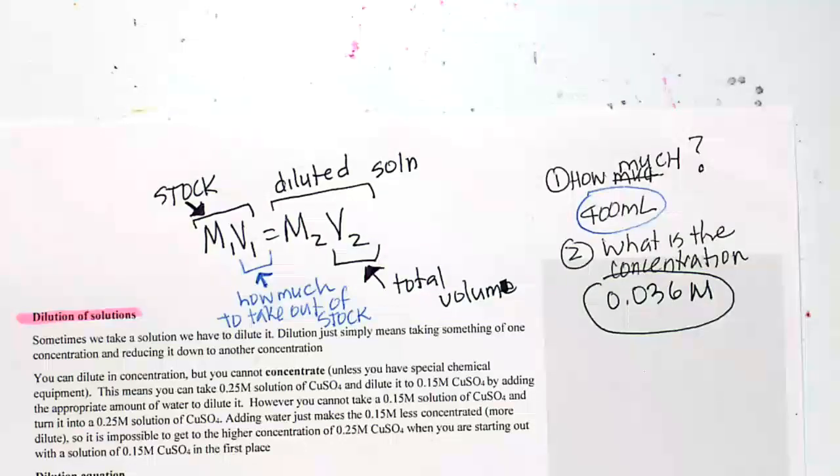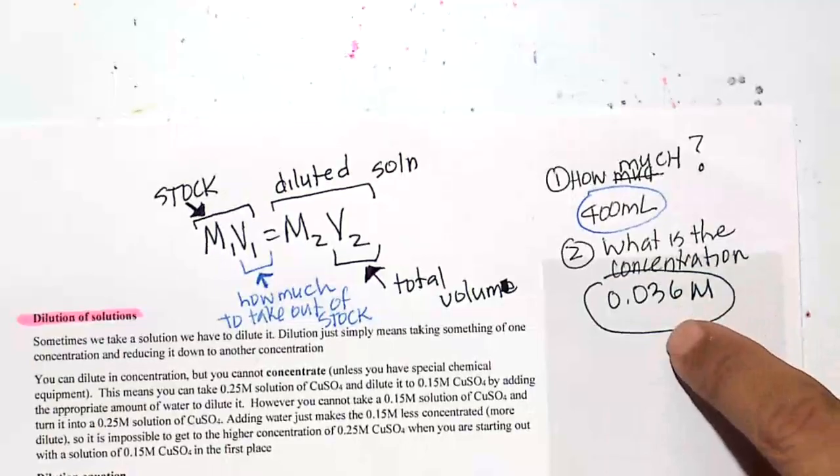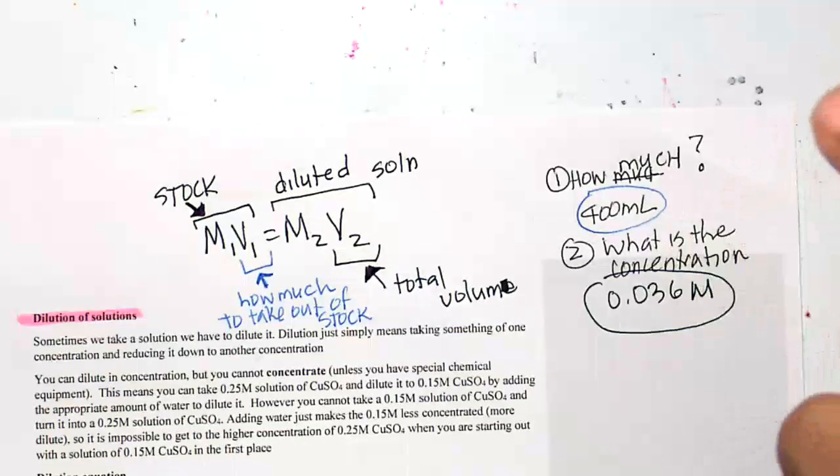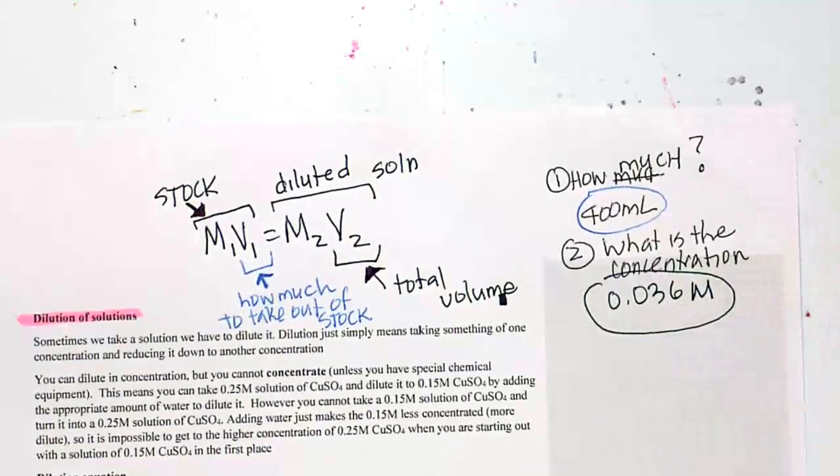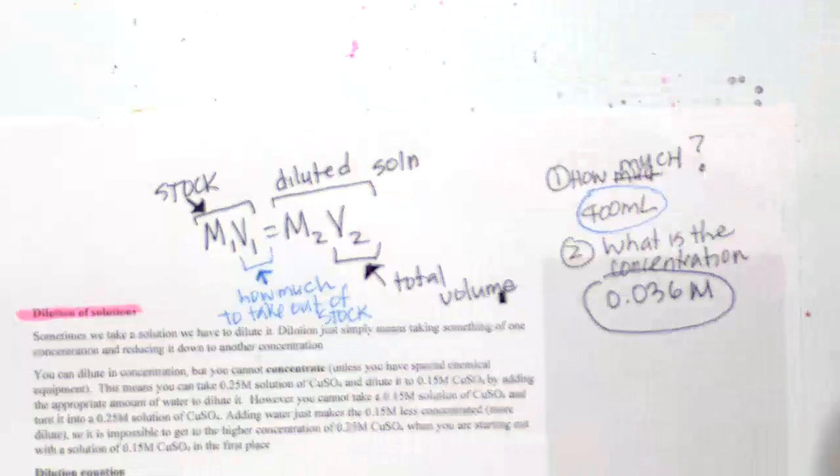We're going to call this the stock. From this stock, I'm going to get 0.036 molar. And how much are we going to make? 400. I don't want to weigh out NaCl again. I already have a solution, and I am going to dilute it to what I want, which is 400 mL of 0.036. Do you realize it cannot be more than 0.05?